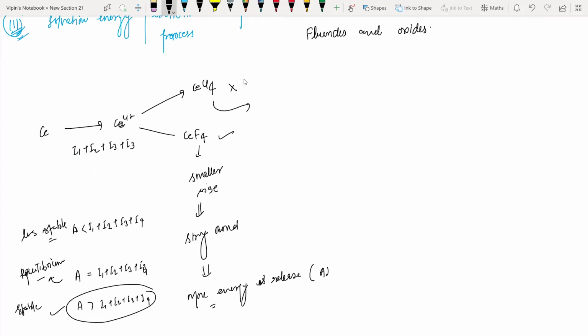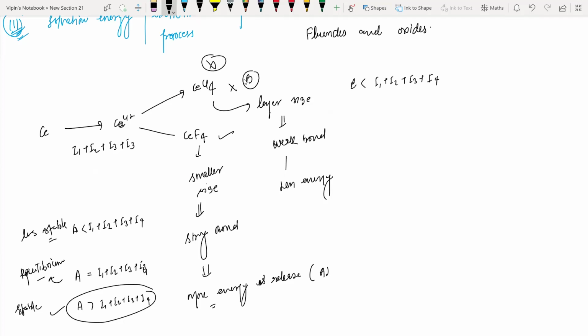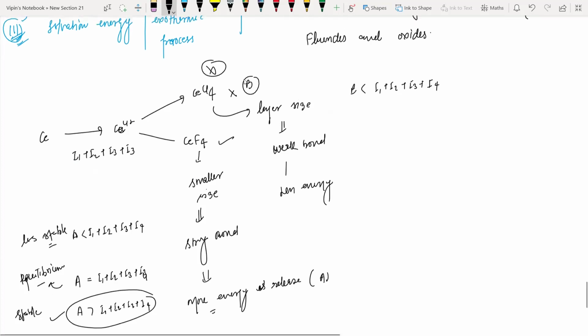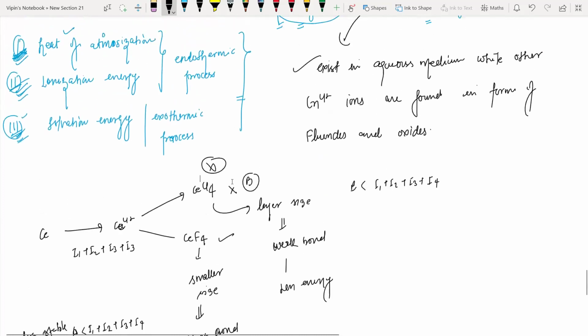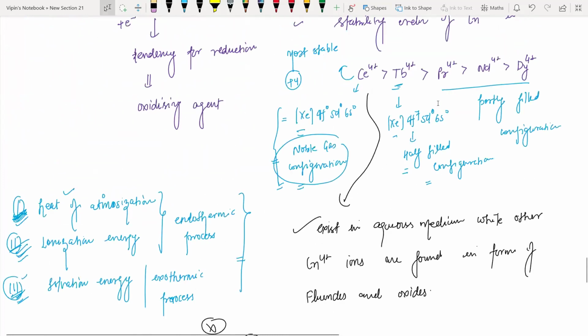In case of Cl, it is of larger size, weak bond, less energy, right? Here B, and B is less as compared to I1 plus I2 plus I3 plus I4, hence it is not stable. So CeF4 is stable. Why is CeCl4 not stable? Right? On the basis of this parameter, you can explain the stability of Pr4 plus, Nd4 plus, Dy4 plus.